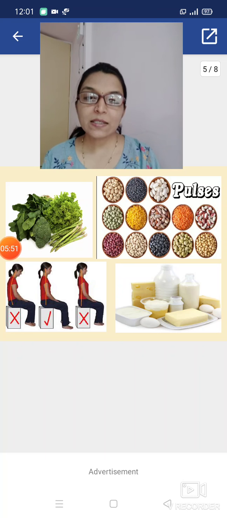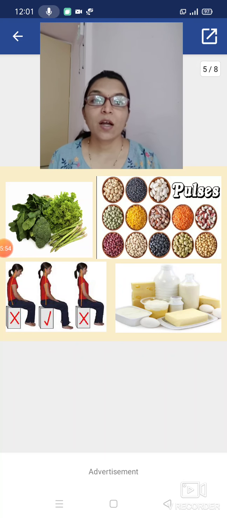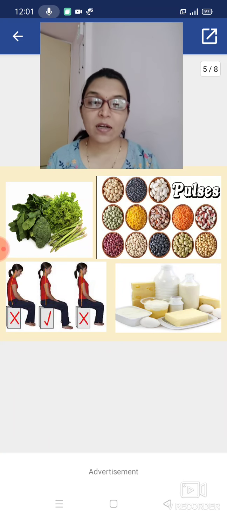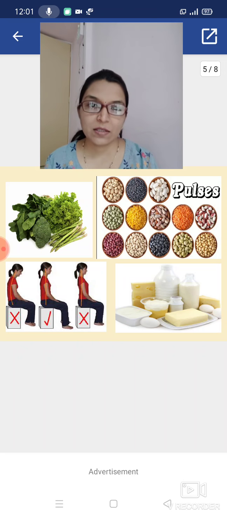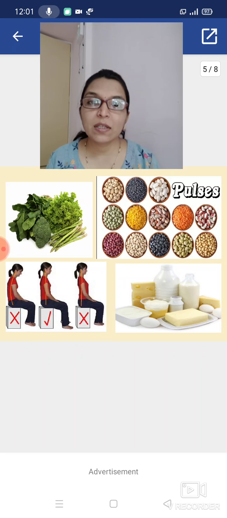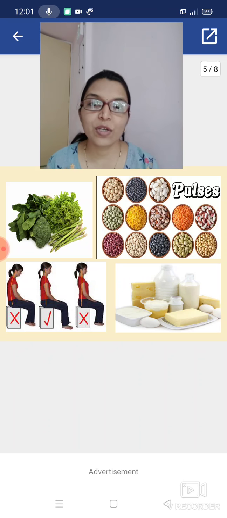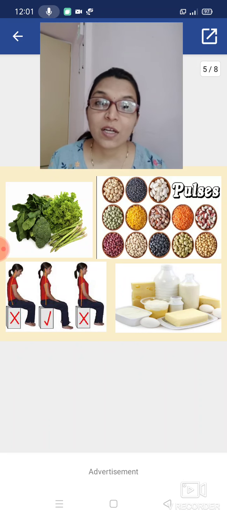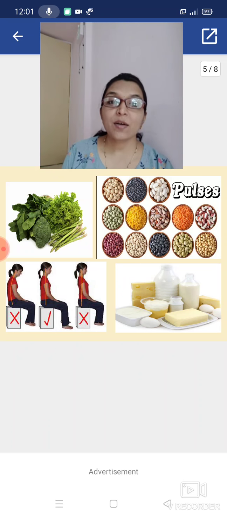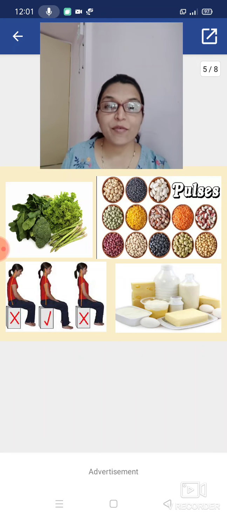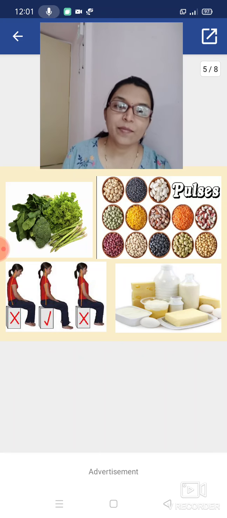So pulses are rich in vitamins and nutrients. So we have to eat all types of pulses, and whatever our mother gives, we have to eat. We should not eat only jam, sauce or junk food, because we have to keep our bones strong. Then our skeletal system will work properly.